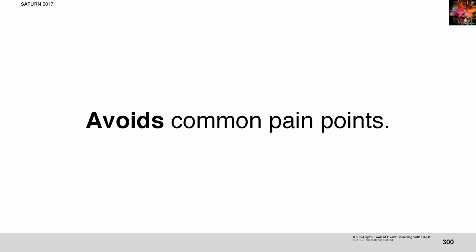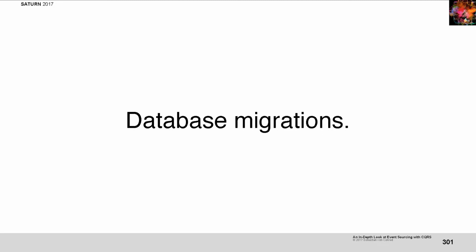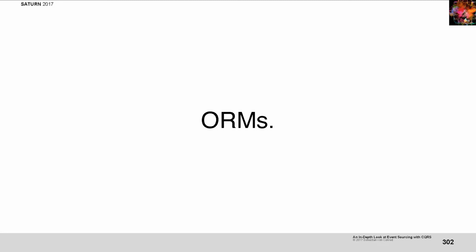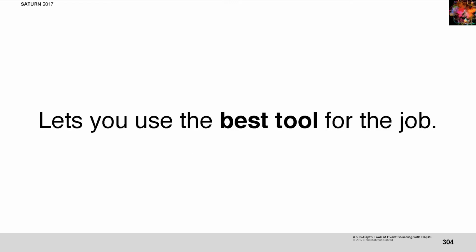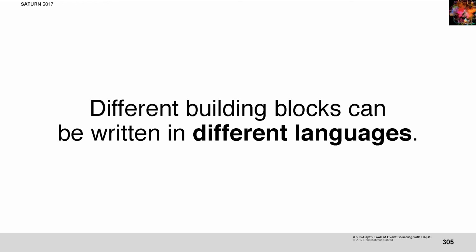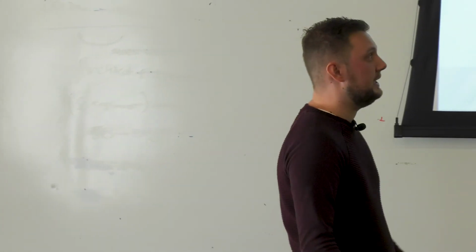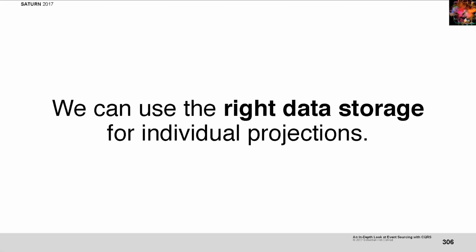This style of architecture, I think, avoids a lot of common pain points. Database migrations, we covered that earlier. ORMs, there's not an ORM in sight for any of this. We avoid the tightly coupled lazy loaded object graphs that are really hard to understand and reason about. And it also lets us use the best tool for the job. We can use different databases. We can even build reactors and projectors in different languages if we wanted to, if we needed a particular feature from, I don't know, Haskell or something. And write data storage as well.